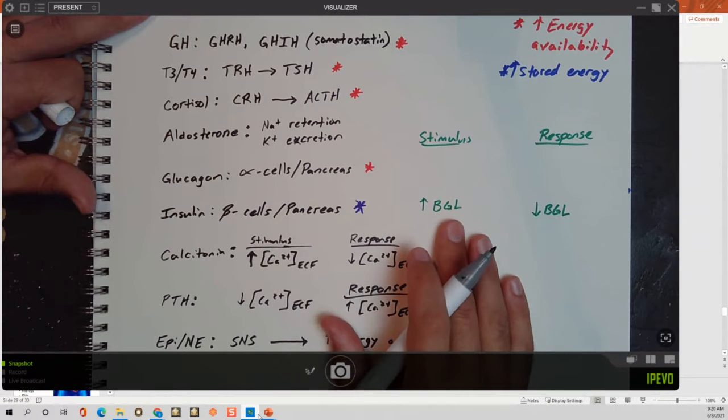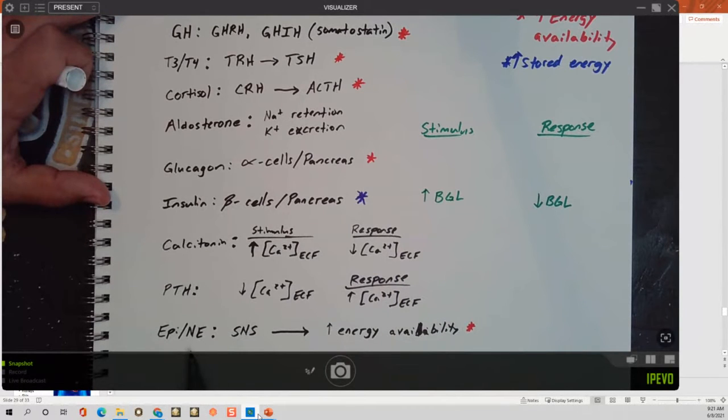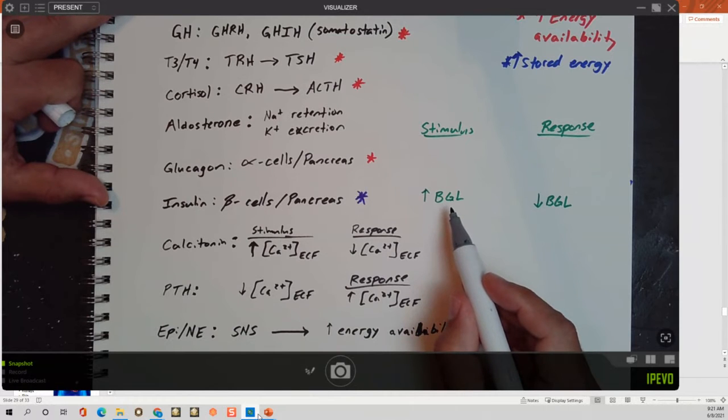There are other things as well that can do it, and there are other things that can inhibit the release of insulin. Like, for instance, if you're running away from Mr. Axeman, do you want to be storing glucose away? Yes or no? No. So what do you think the sympathetic nervous system is going to do to insulin secretion? Activate or inhibit?